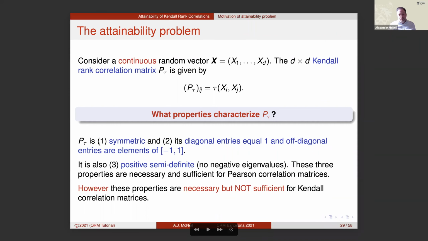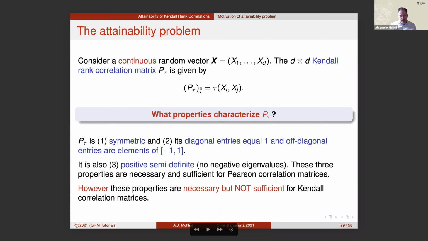In fact, these 3 properties, symmetry, the requirement on the entries, and positive semi-definiteness, are necessary and sufficient properties for ordinary or Pearson correlation matrices. Every ordinary correlation matrix will satisfy these 3 properties. Moreover, for any such matrix, we can find a distribution such that it is the Pearson correlation matrix. So for any matrix that has these properties, it is attainable. But I'm interested in the Kendall matrix. And what's interesting here is that, although these properties are necessary, so they must hold, they are not sufficient for Kendall matrices. In fact, we need stronger conditions.